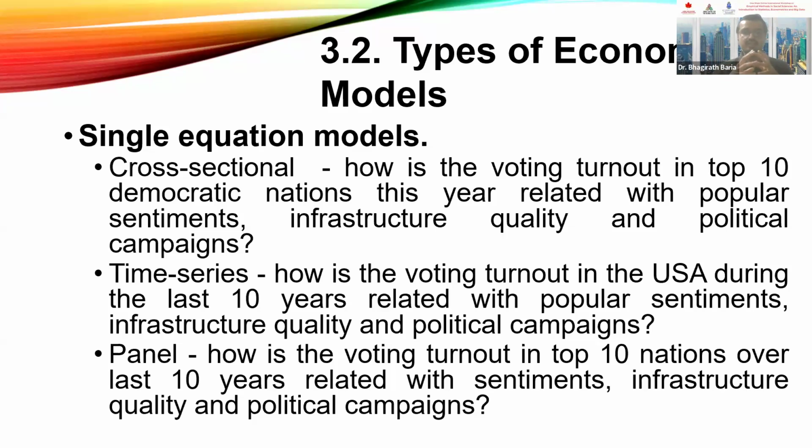You can bring all of them together into a panel. How is voting turnout in the top 10 nations for the last 10 years related with your three X variables: sentiments, infrastructure, and political campaign? All right. For each of these three, different kinds of econometric equations and procedures are to be used. So you have to understand your data very well. Exactly what kind of data are you dealing with? You need to have a very good understanding of that. Be very clear about it.